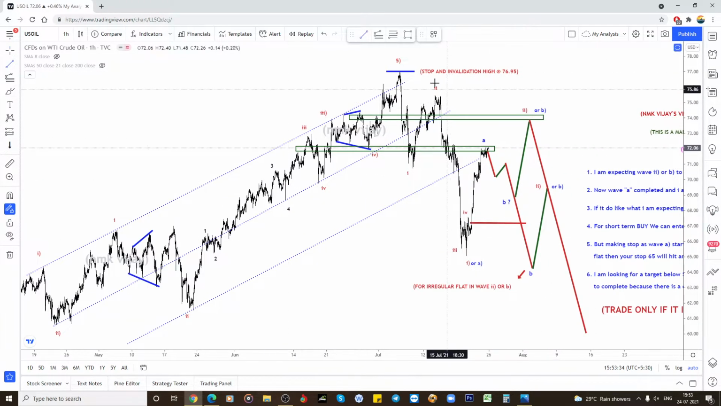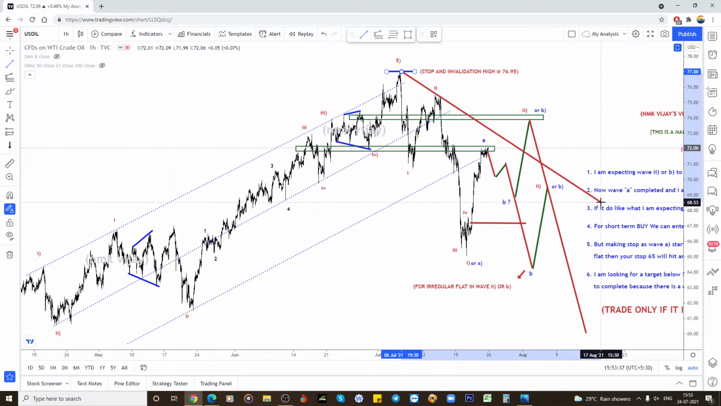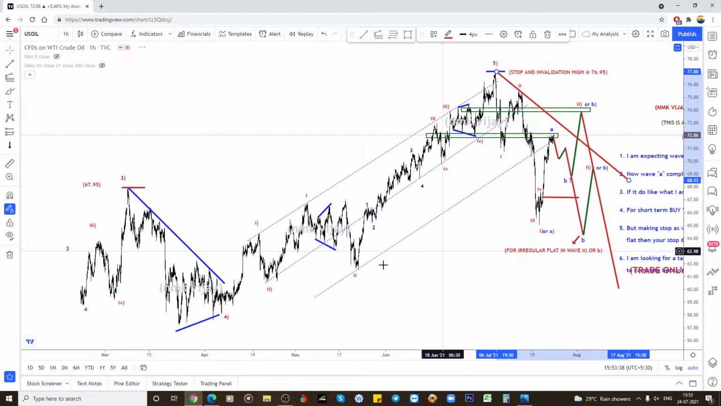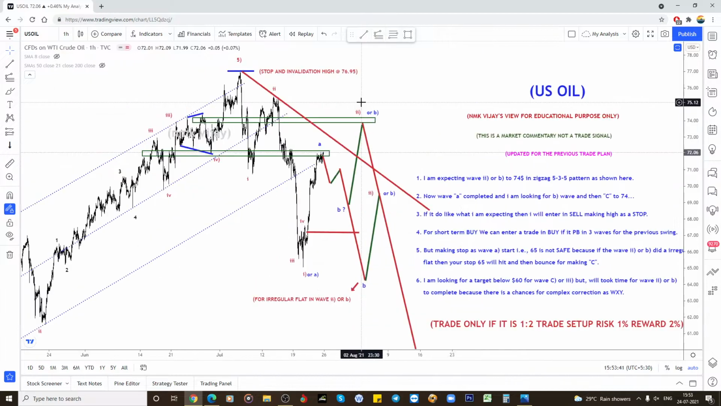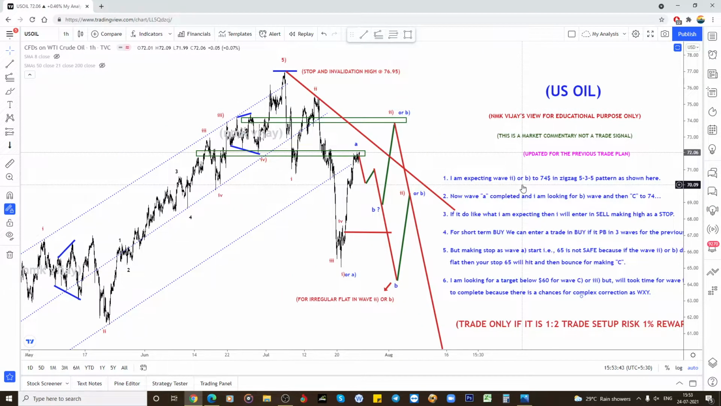So this is my plan, and I have explained. You just go through all of what I had written, everything, and then you can fine-tune your thinking about the possibilities. There are a lot of possibilities.